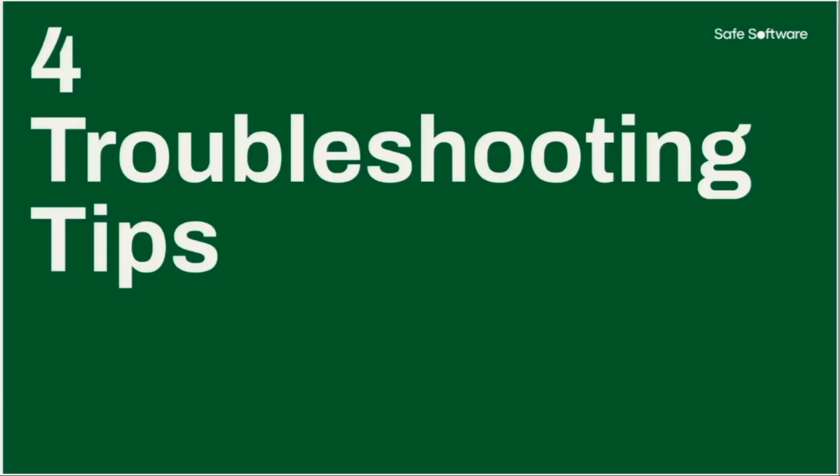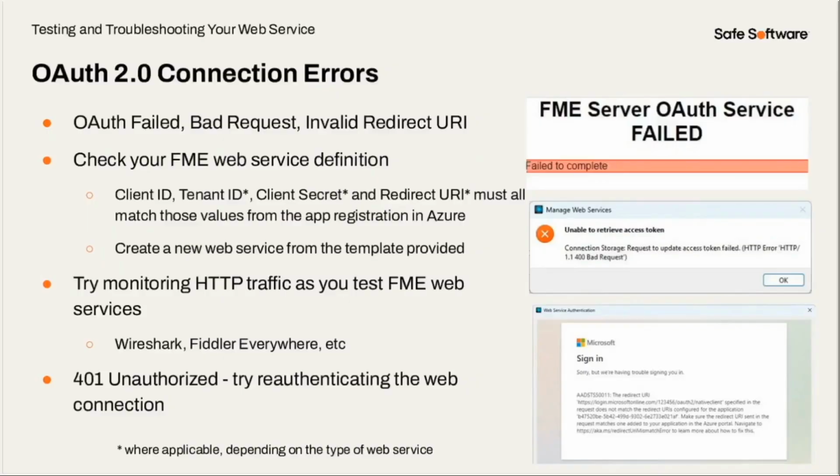Now on to some troubleshooting tips. We're going to start with the most common errors you may encounter with these web services and connections. These would be your OAuth 2.0 grant flow errors. You're going to see these present themselves in a variety of ways: OAuth failed, bad request, invalid redirect URI, invalid audience.